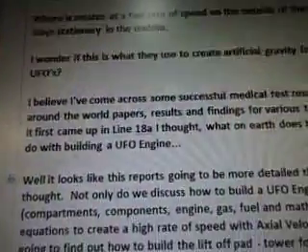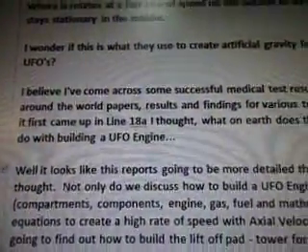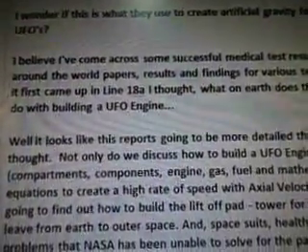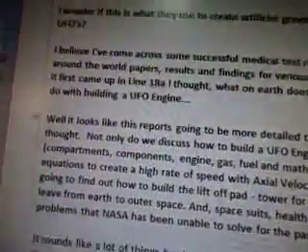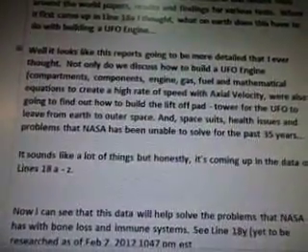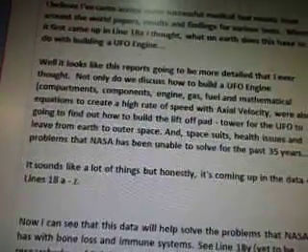Okay? I believe I've come across some successful medical test results from around the world, papers, results, and findings for various tests. When it first came up in line 18A, I thought, what on earth does this have to do with building a UFO engine? Seriously, I had data come up on kidneys and heart, blood pressure, bone density and stuff, and I didn't know what it had to do with this. I just figured, I'm working on a UFO engine, what's all this stuff? These guys are getting very detailed in their mathematical equation. The stuff that's coming up doesn't just pertain. Actually, I'll read it to you because I'm tired.